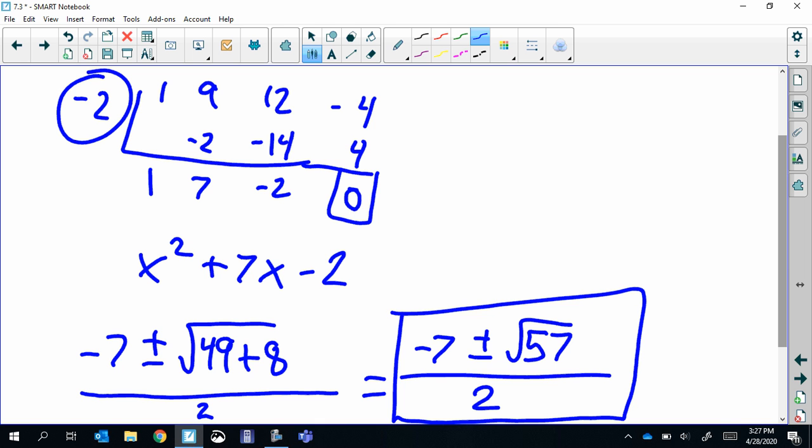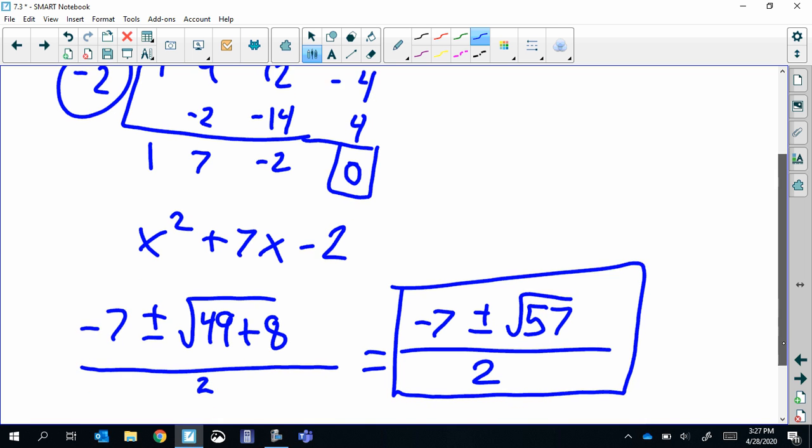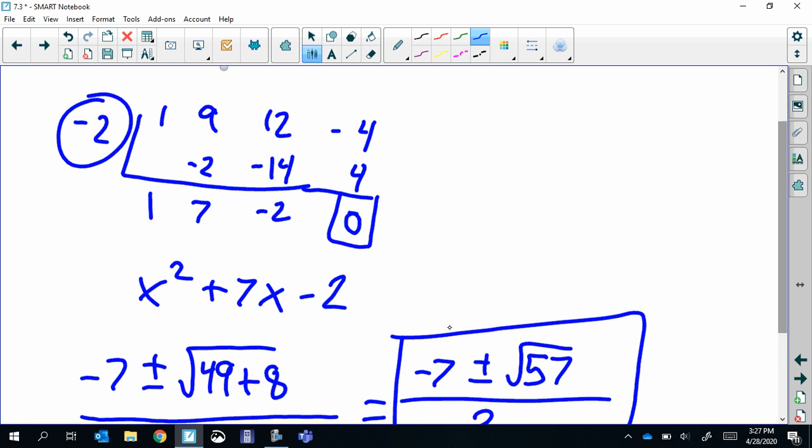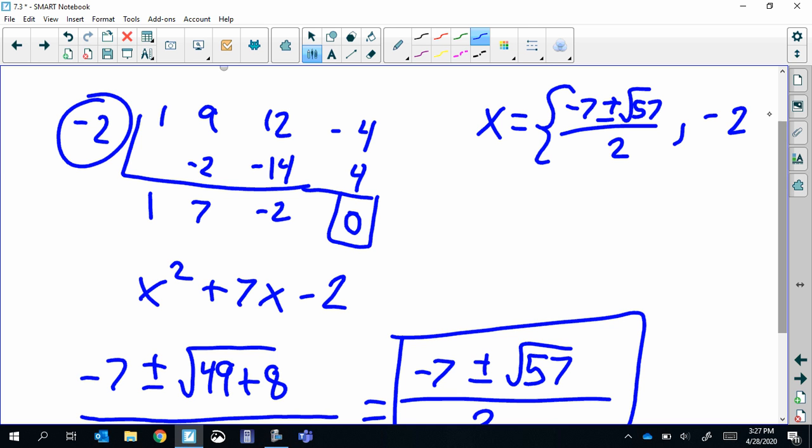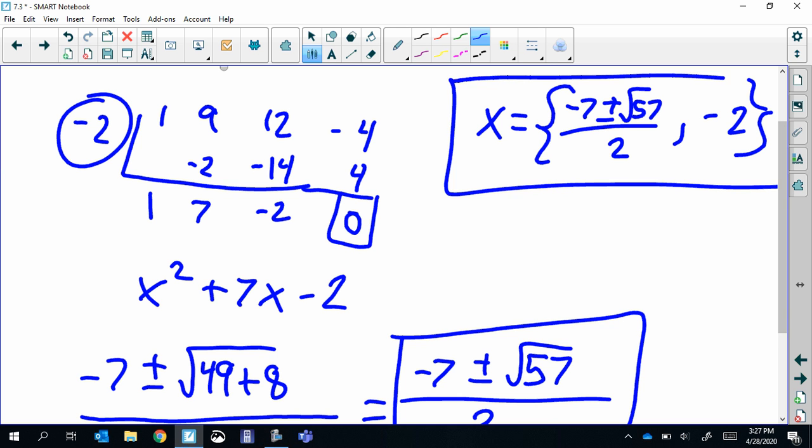So we've got -2 and then this crazy fraction that we've got to keep it written as. So we can say x equals, we'll do our braces, -7 plus or minus the square root of 57 over 2, and -2 is our other one there. That's it. Just write out your answers, find all the roots.